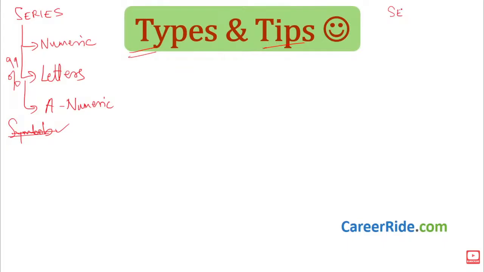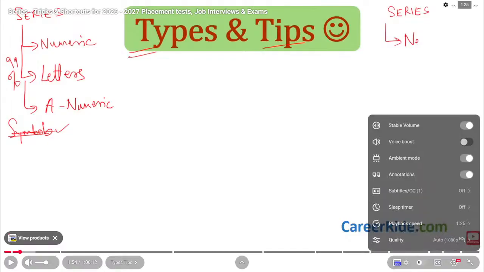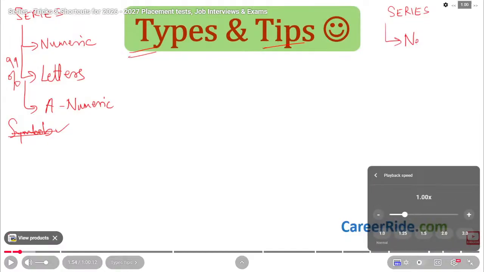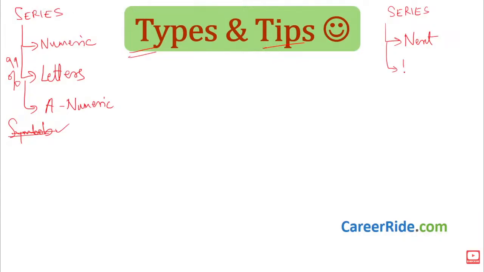Now series sums can be asked in three formats. There are three formats of sums. One is find the next number in the series or find the next group of letters or next letter in the series. Then is find the missing number or the missing alphabet or the missing group of alphabets. The third one is find the odd man out, or find the odd number or the odd alphabet or the odd group within the given series, right?